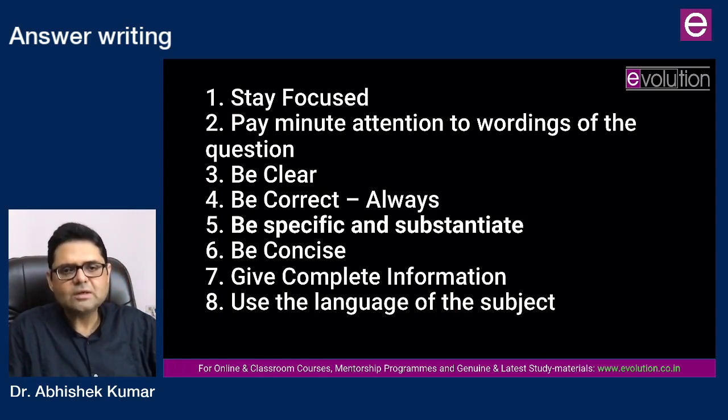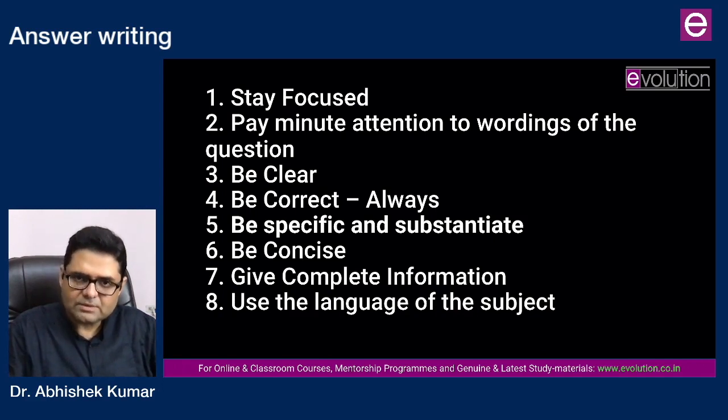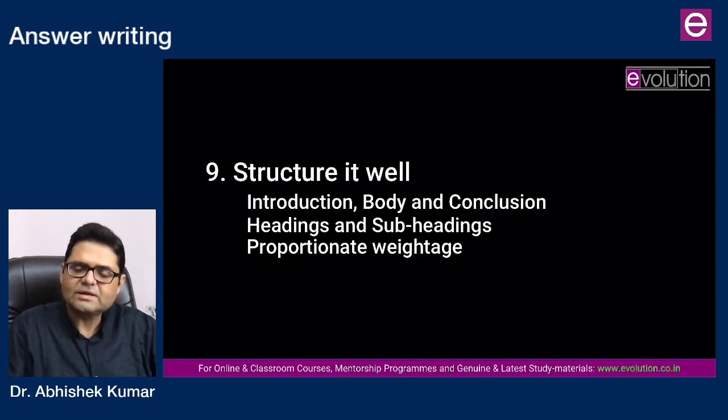Then you have to use the language of the subject. Krebs cycle is Krebs cycle. Citric acid pathway is another name. Tricarboxylic acid pathway is another name. But these are the names that you can give to this cycle. That is the language of the subject. I'm going to illustrate it with certain examples a little later, but let's see what are the other points.